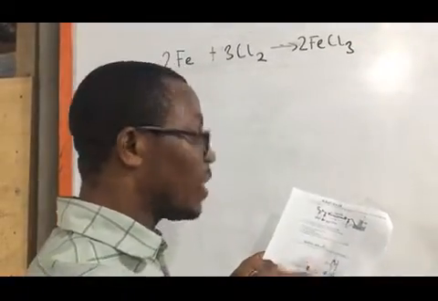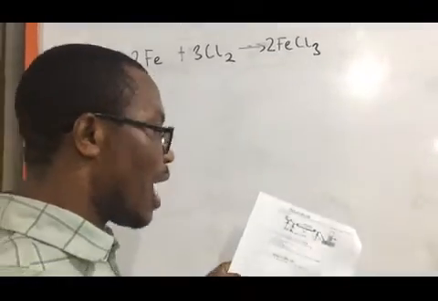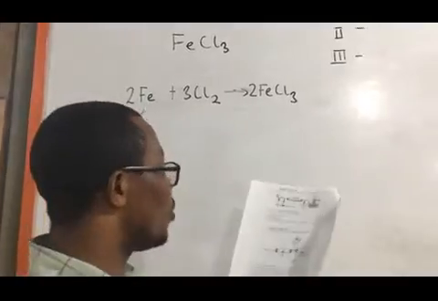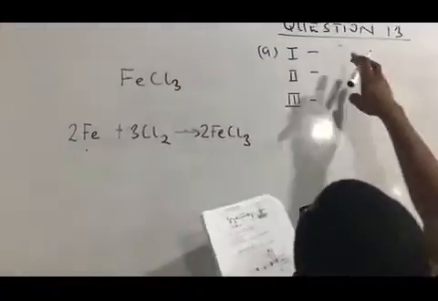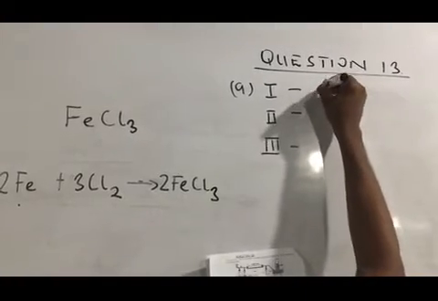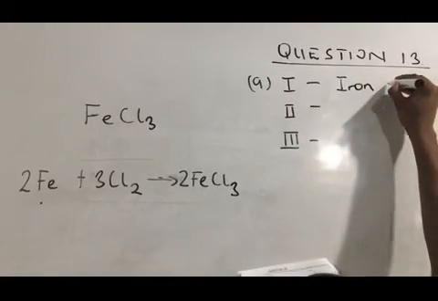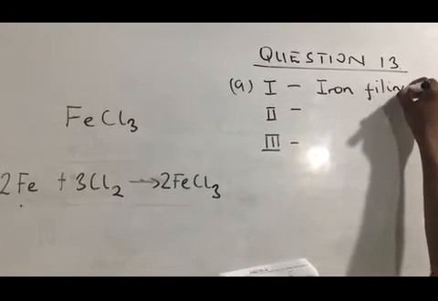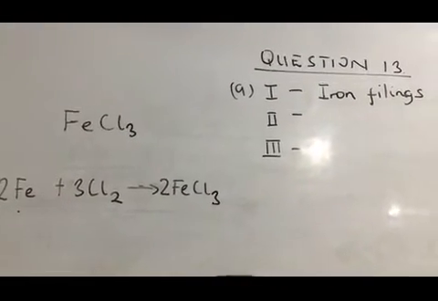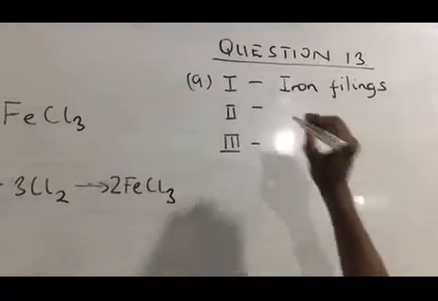So you have the part labeled I. The part labeled I represents the iron, because it's the iron which is going to react with the chlorine gas to form the iron(III) chloride. So the I there is iron. So iron filings, or you can say iron chips or pieces of iron. So iron filings. Okay.